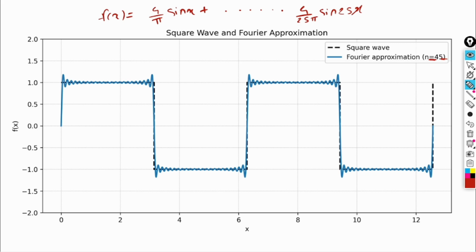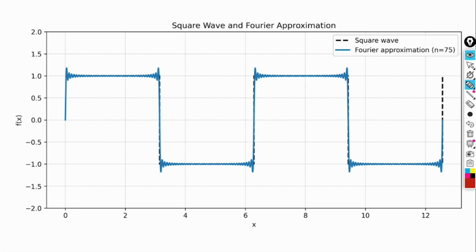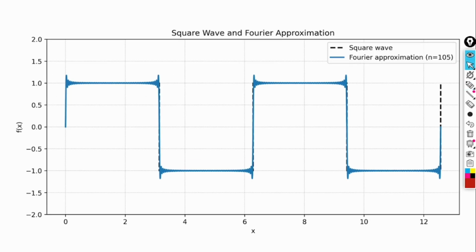We will get this graph when n goes till 45. So the expression is like, the last term is 4 upon 45 pi sine 45x. Okay, so this is when n goes till 75. This is when n goes till 105. So you can see here, as we increase the number of terms, the Fourier approximation gets closer to the square wave.